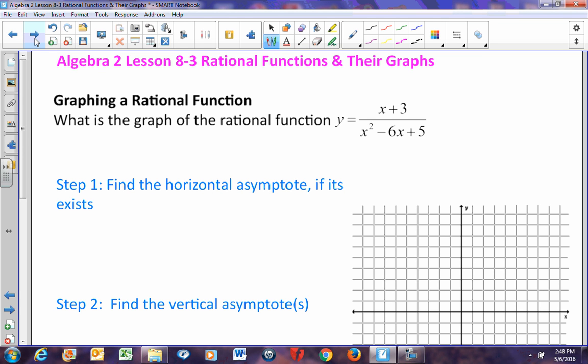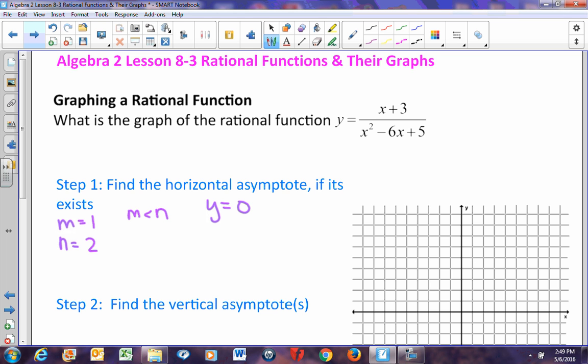What is the graph of the rational function y equals x plus 3 over x squared minus 6x plus 5? First things to do, find the asymptotes if they exist. So find the horizontal asymptote. That's the thing we just did. The degree of the top is 1. The degree of the bottom is 2. N is less than m. So I have a horizontal asymptote at y equals 0. And I'm going to come back to this in a little bit because I got to tell you something about this particular graph that's quite interesting.